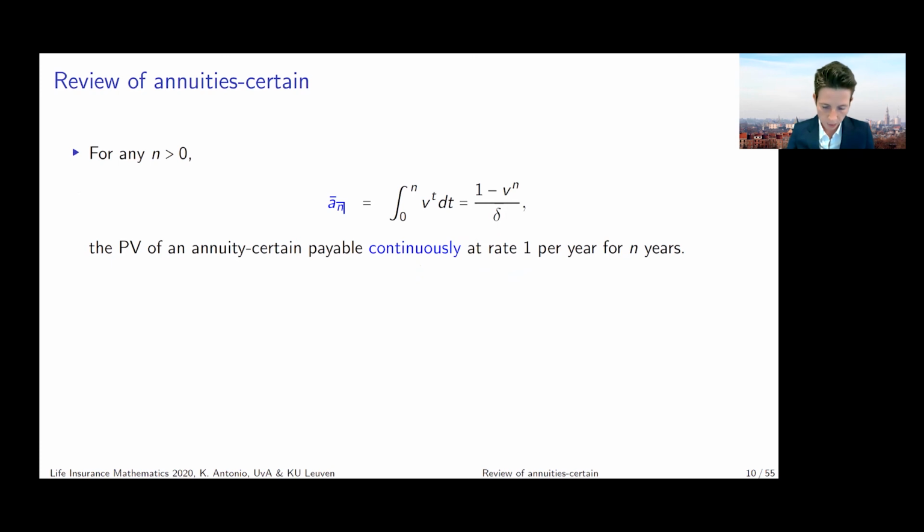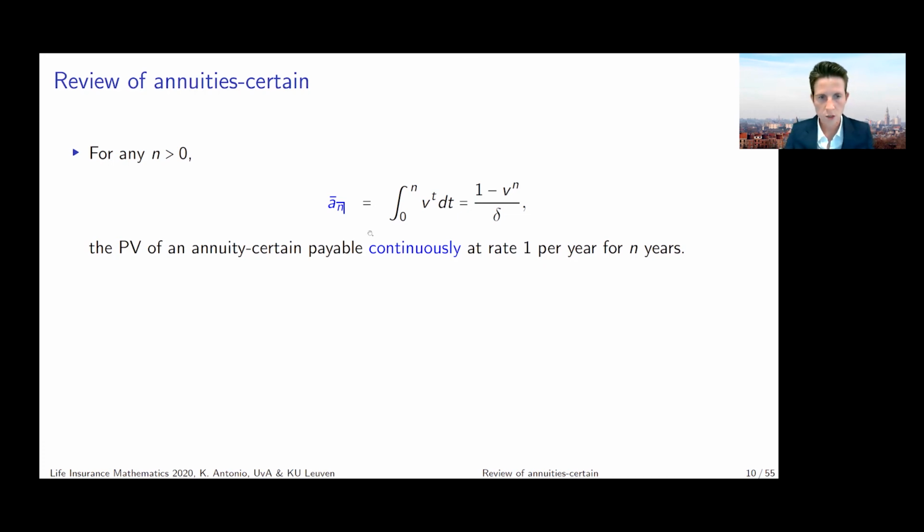Okay. The last one I want to show in my review is the continuous formula. So what if we replace this summation formula with an integral? We let the integral go from 0 to n, we do v to the power t dt. Then we've got the present value of an annuity certain that is payable continuously at a rate of 1 per year for n years. Of course, this is an artificial kind of product, but it's interesting to have it mathematically because you can see it as a kind of limit expression if the frequency of payments becomes very high, right? If you pay very often in this product.